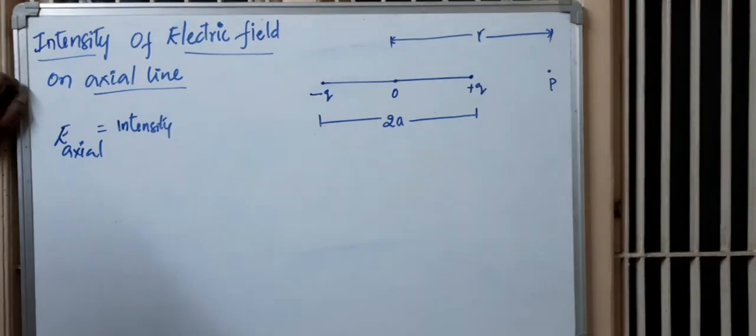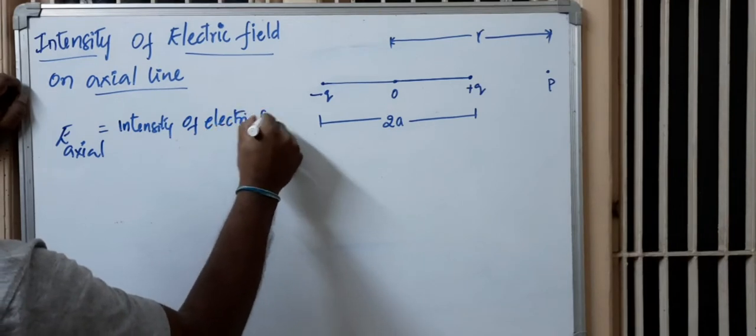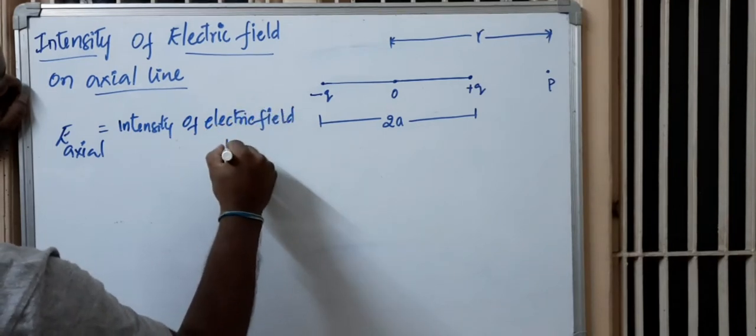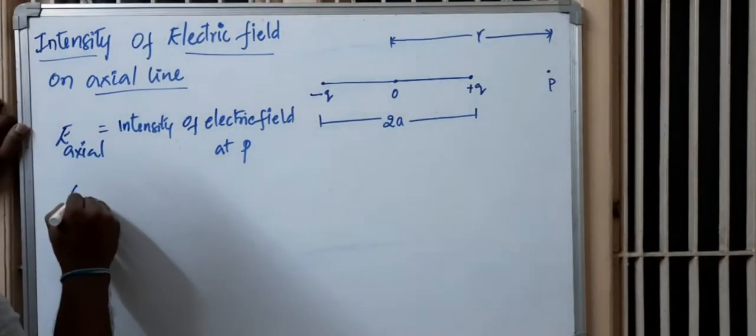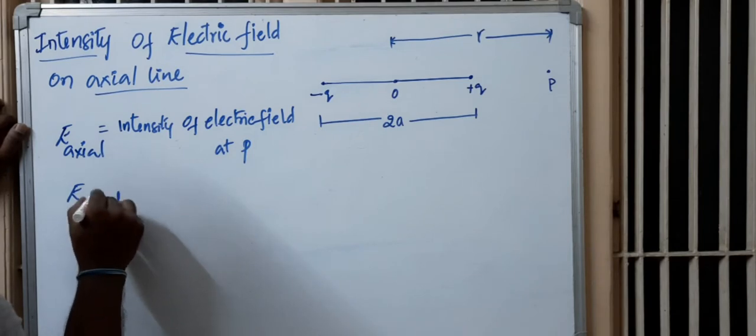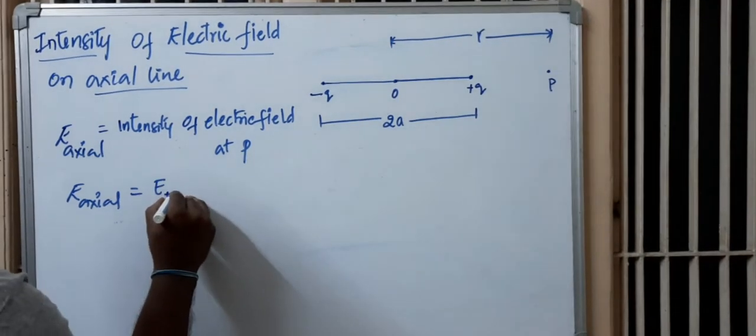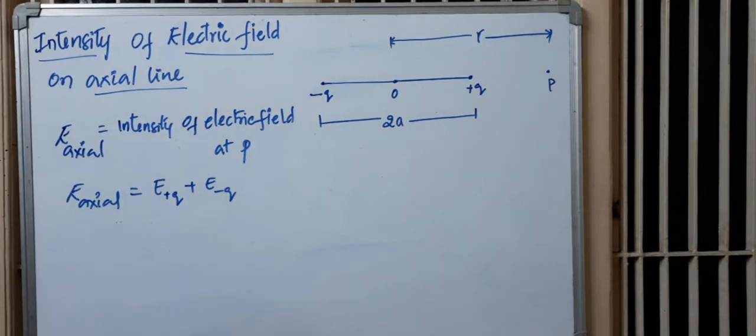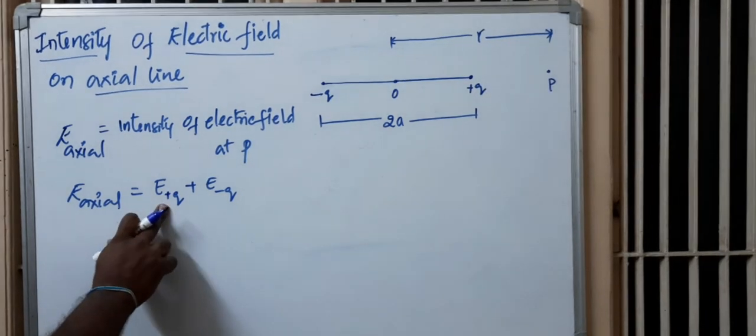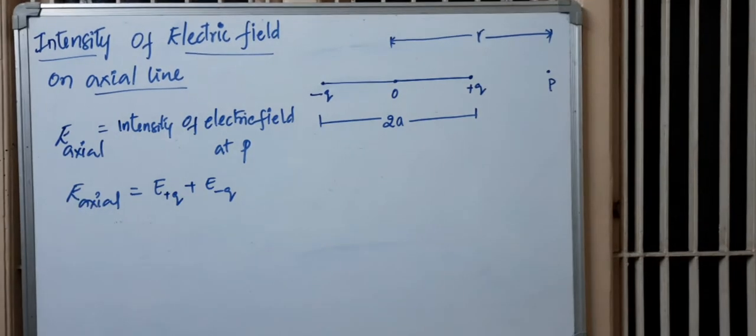So the electric field on the axial line is equal to the intensity of electric field at point P. So then E axial is equal to E plus q and E minus q, the electric field at the two ends of the dipole. Now let us find each and every point here, this one and this one, and if you do the algebraic sum, then you will get the electric field on the axial line.